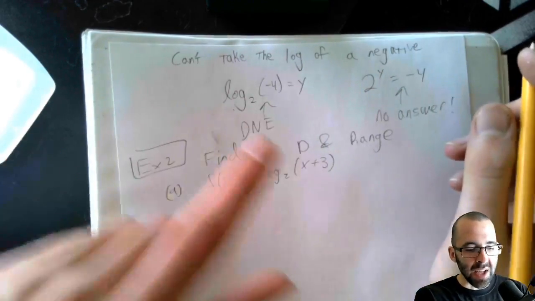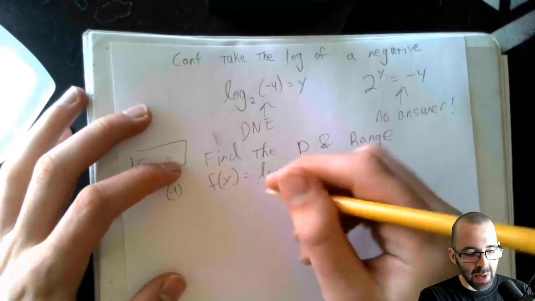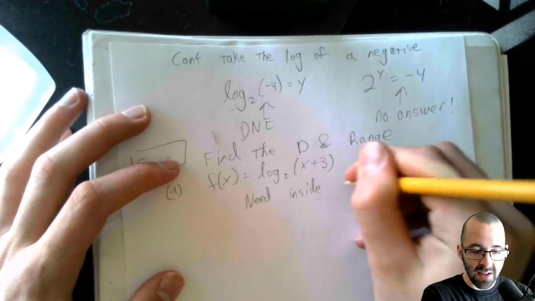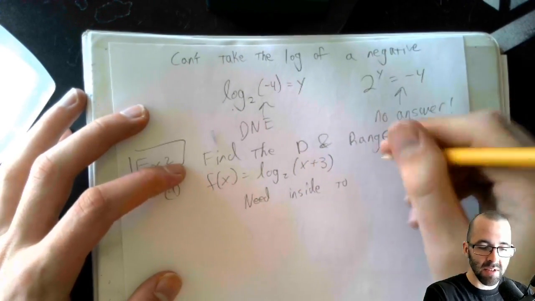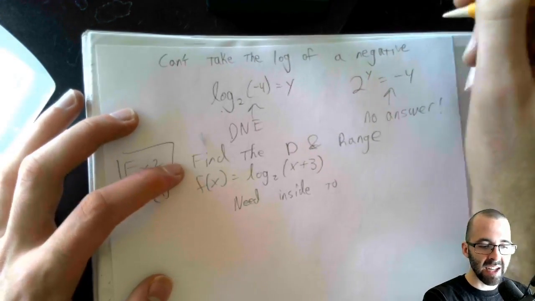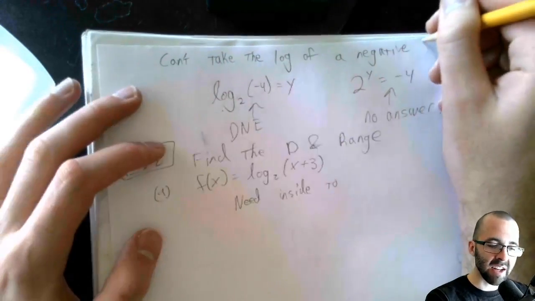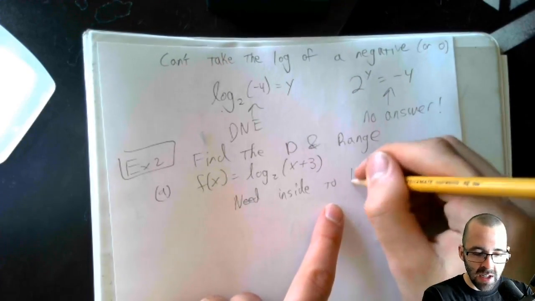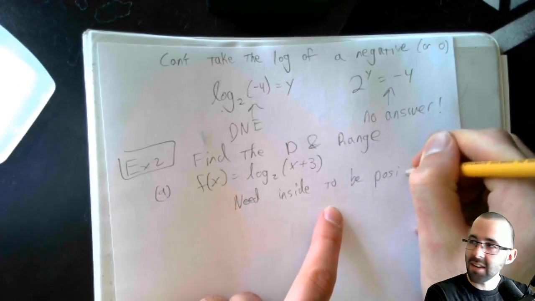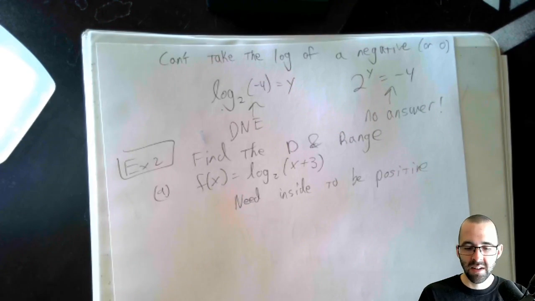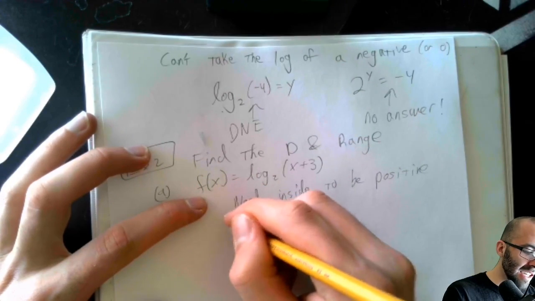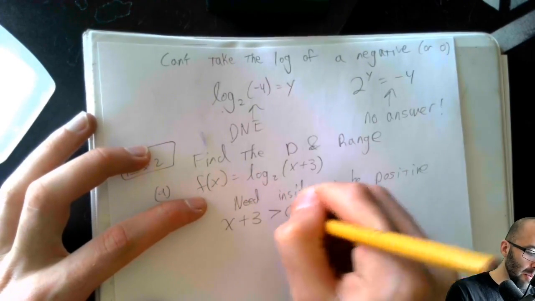Okay, so we can't take the logarithm of a negative number. We need the inside to not be negative. Well, we can't take the log of a negative or 0. So we need this to not be negative or 0, so we need it to be positive. So when is the inside positive?